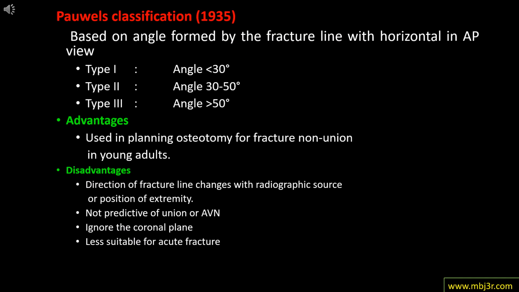Pauwels classification. It is based on the angle formed by the fracture line with the horizontal in AP view. Type 1 angle is less than 30 degrees, type 2 30 to 50, type 3 more than 50 degrees. Advantages: used in planning osteotomy for fracture non-union in young adults. Disadvantages: direction of a fracture line changes with the radiographic source or position of an extremity, not predictive of union or AVN, ignores the coronal plane, less suitable for acute fracture.